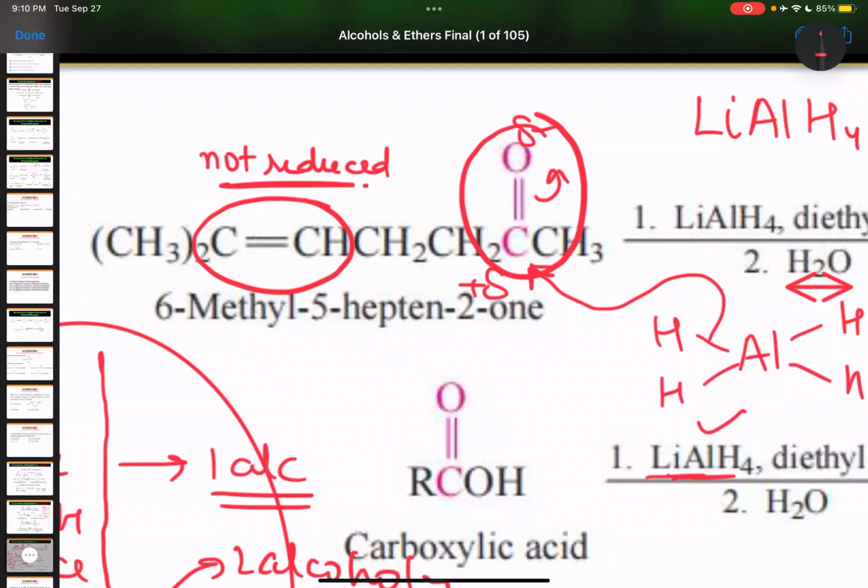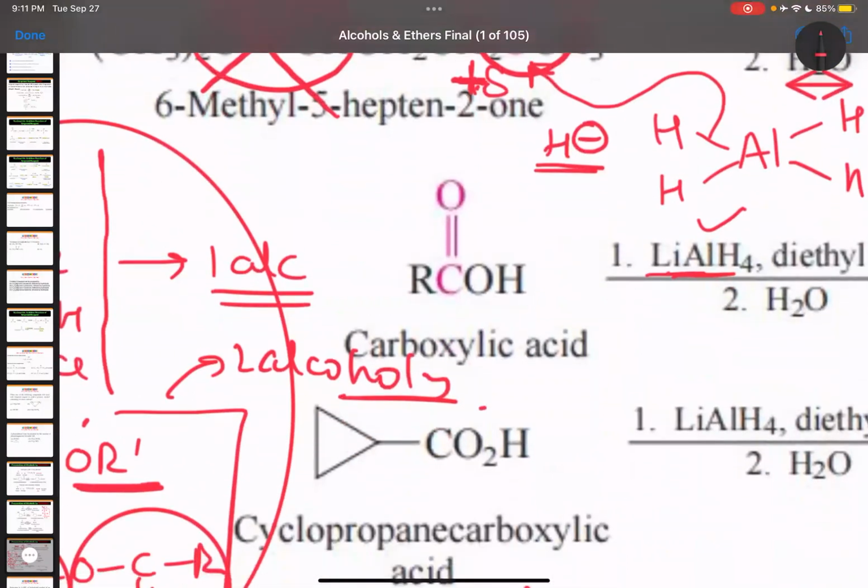What could be the reason? It is non-polar. Exactly. And that C double bond was polar. These are hydride donors, the H minus is coming out. So H minus can easily attack wherever it finds a positive charge, but not on this. Same is the case with NaBH4 also.